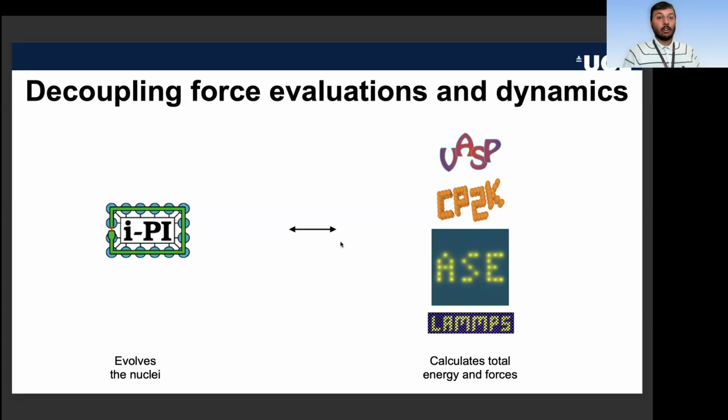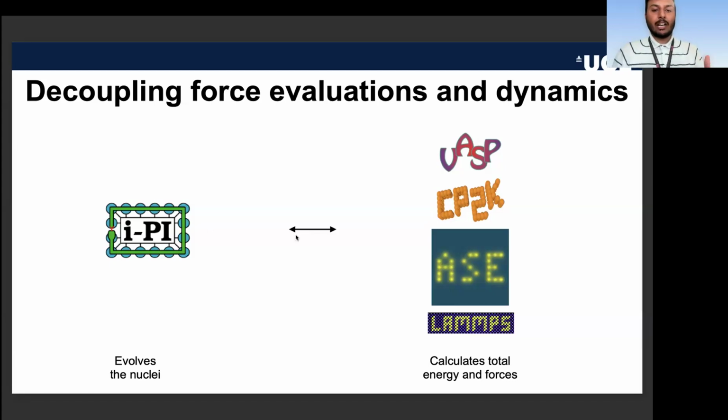And this has exactly been the philosophy, which is to completely decouple force evaluations and dynamics. So IPI is a code which takes care of only evolving the nuclei, and it's written in a very general way, where the evolution of the nuclei could either be just classical dynamics, it could be enhanced sampling, it could even be harmonic, which means moving along a normal mode, or it could be completely anharmonic, and you could be evolving the system quantally.